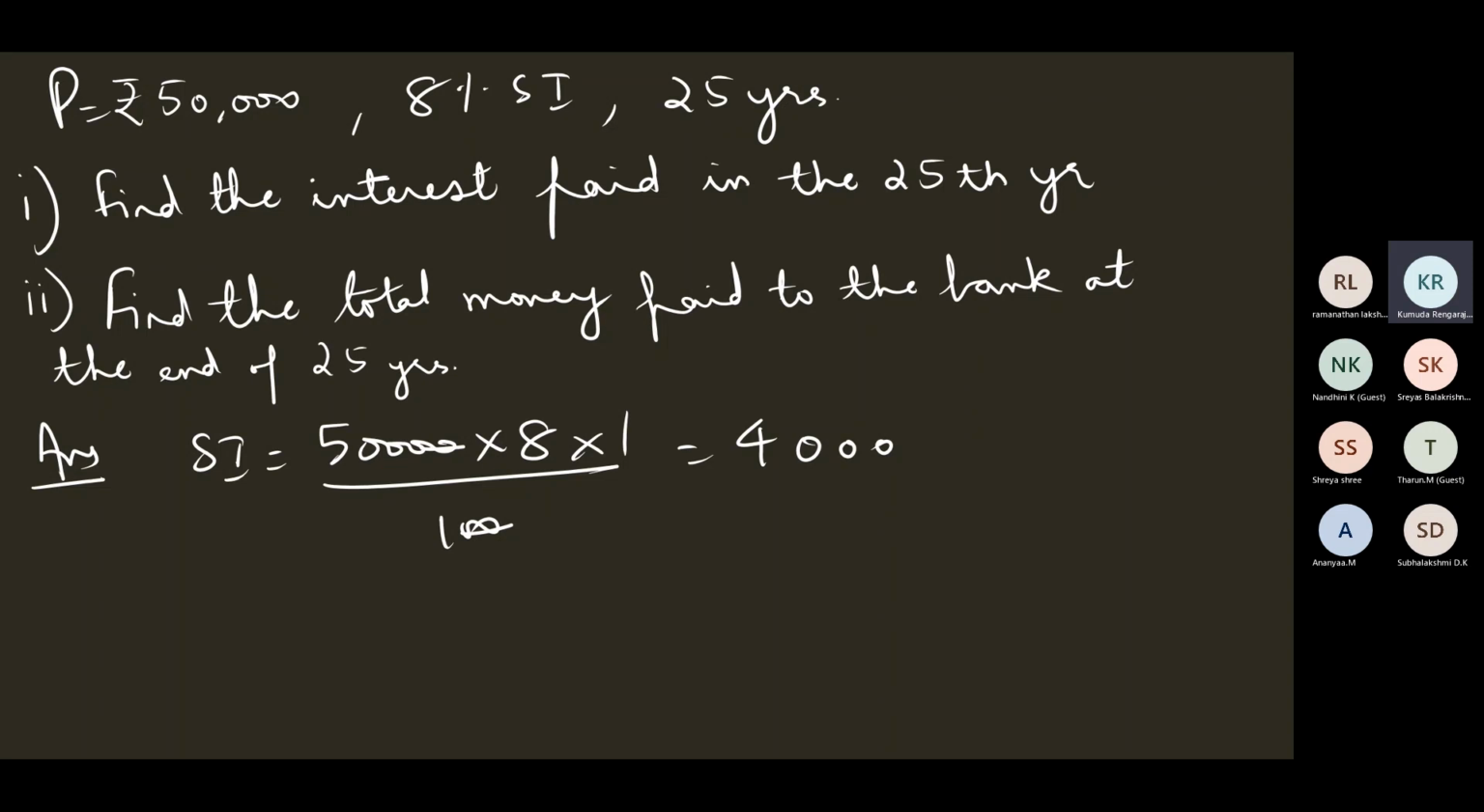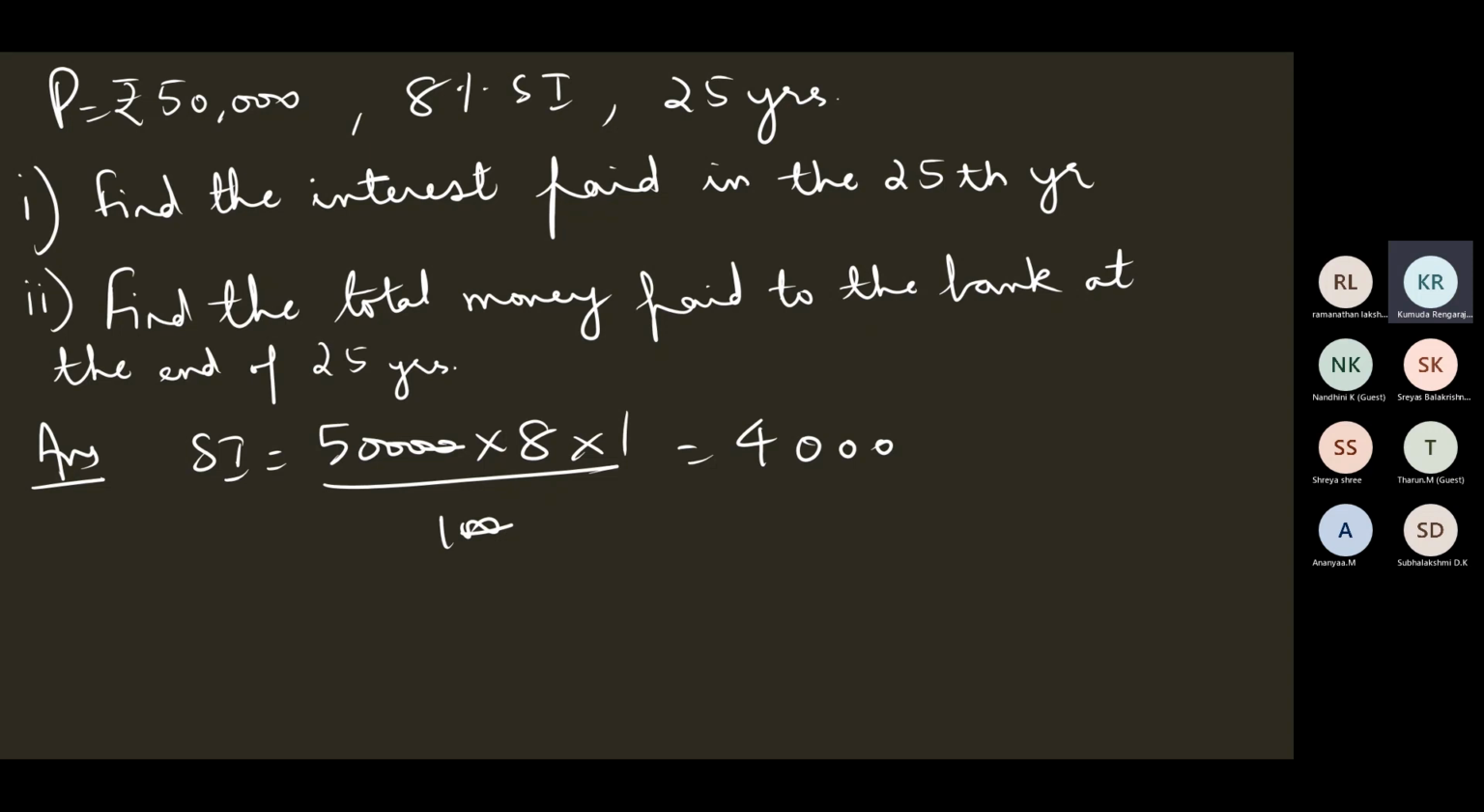So simple interest, 4,000. Now don't ask me why you've not taken 25 as the time. The interest value is the same for every year. So time is 1 year. 50,000 into 8 into 1 by 100 is 4,000. 4,000 is the interest which you have to pay or receive at the end of every year. So the interest paid in the 25th year is 4,000.